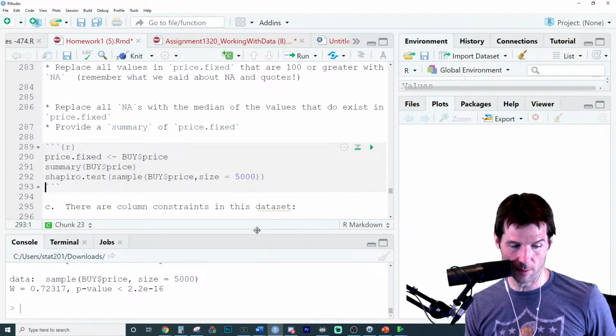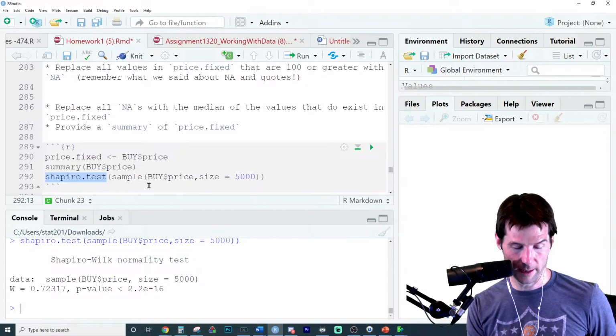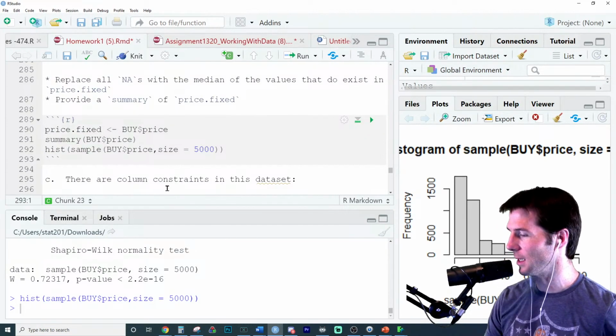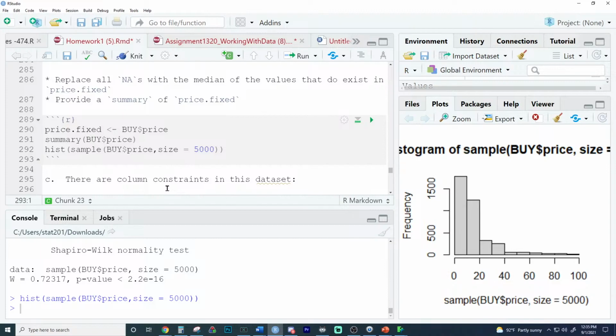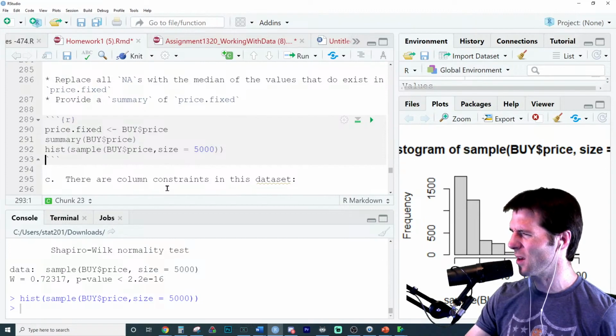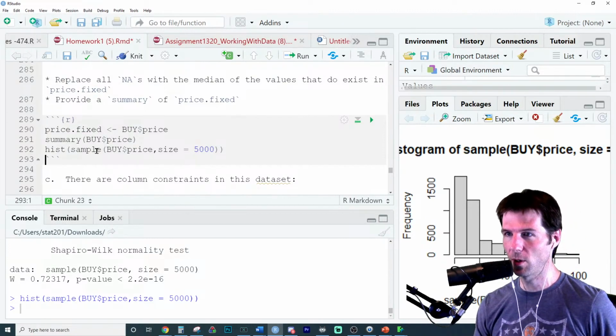It's saying it's not normal. And so there's the shape of it. Oof, that's not normal. And you can tell from looking at the shape of that this is not normally distributed data. It's a very, very right skew distribution. So using a goodness of fit test right here, good topic to talk about, we can tell that this is definitely not normally distributed. We don't really need to sample it.